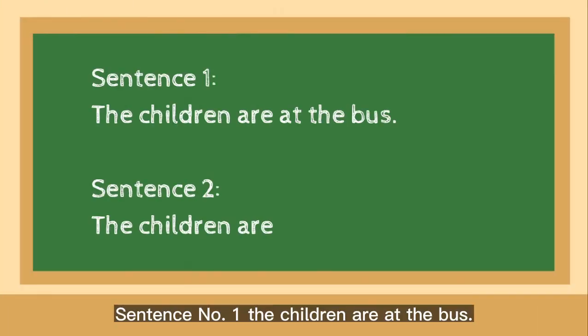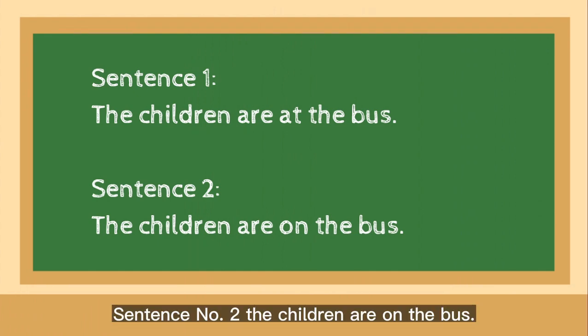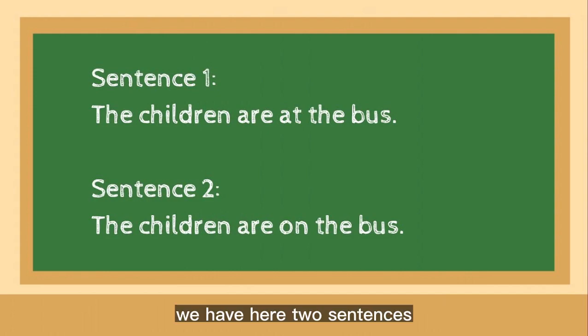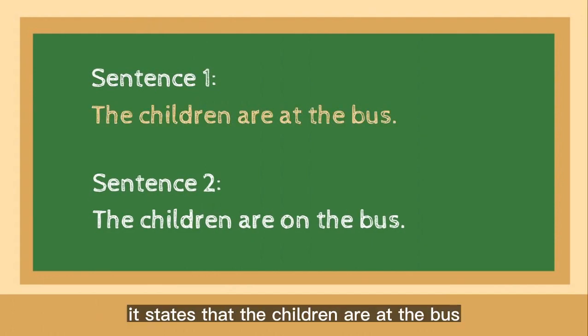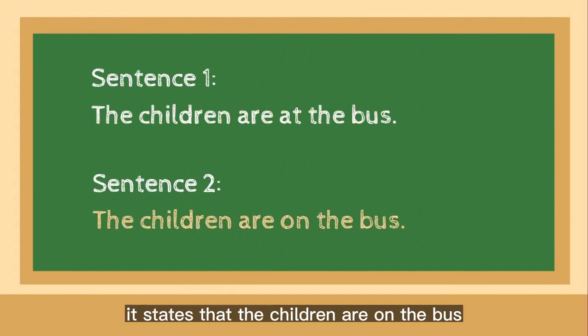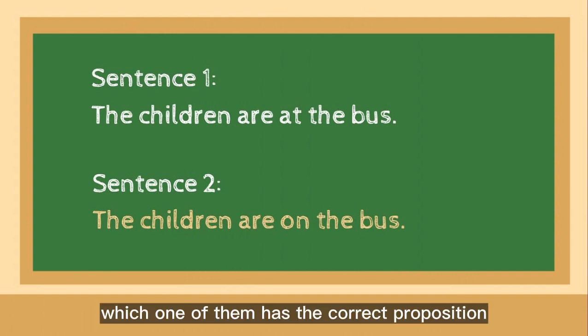Sentence number 1. The children are at the bus. Sentence number 2. The children are on the bus. We have here two sentences. In sentence number 1, it states that the children are at the bus. Meanwhile, in sentence number 2, it states that the children are on the bus. Between these two sentences, which one of them has the correct preposition being used?